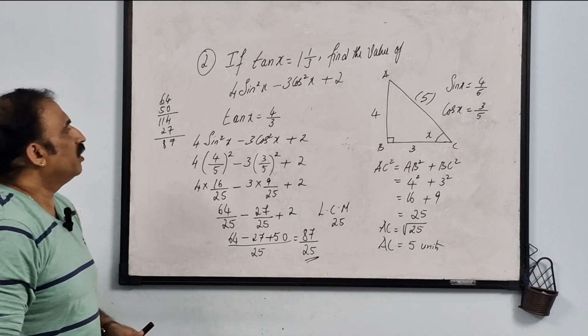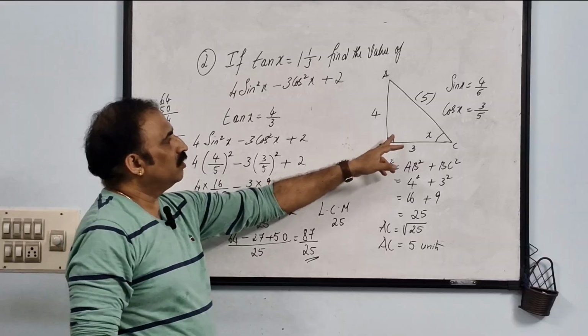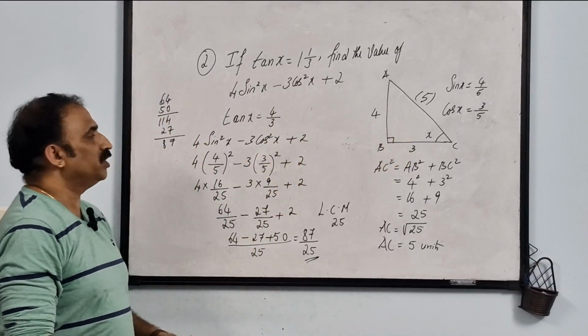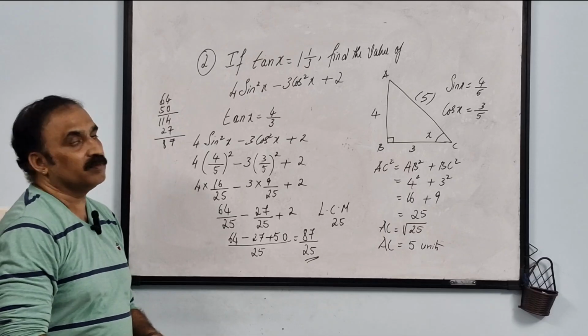So what is important is that when you have got one function, bring it into the right angle triangle and find the function values, then substitute and then do the basic properties and finish up.